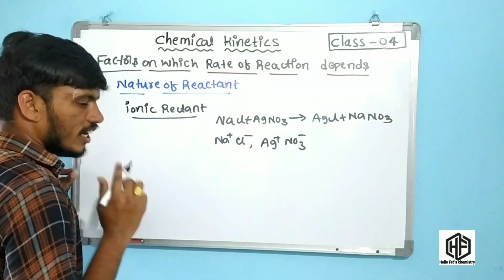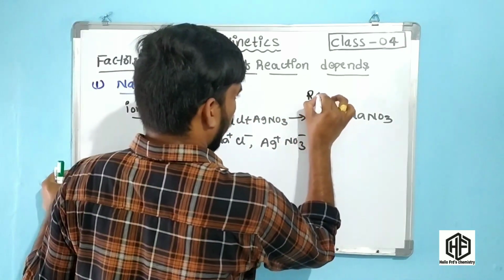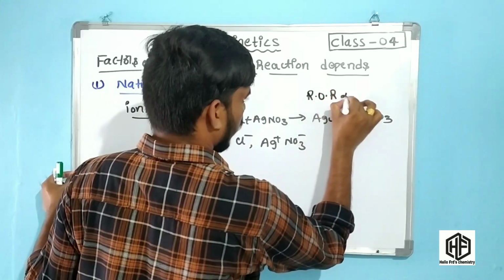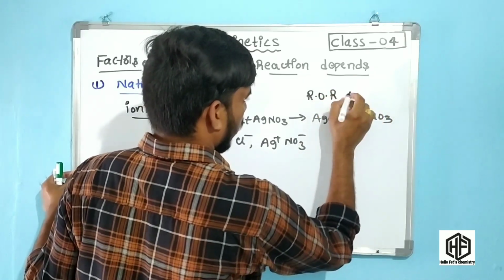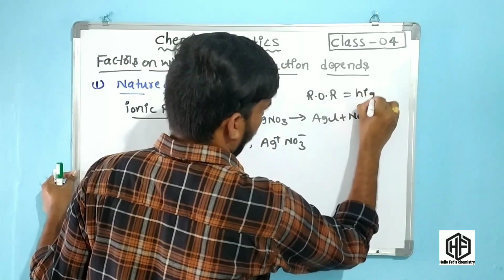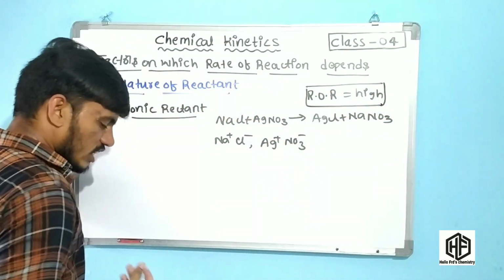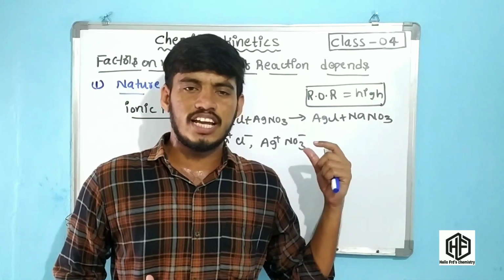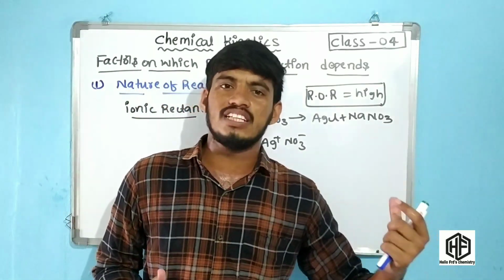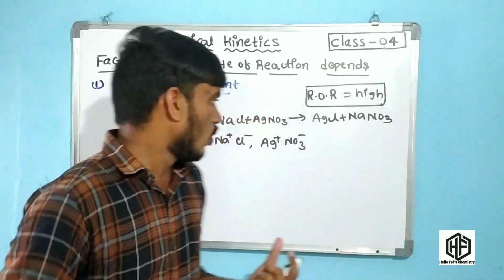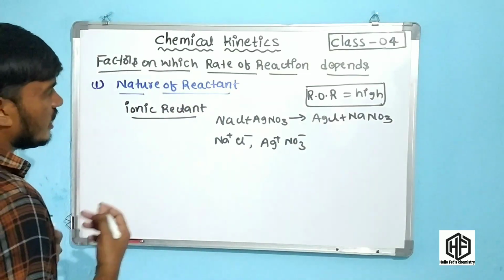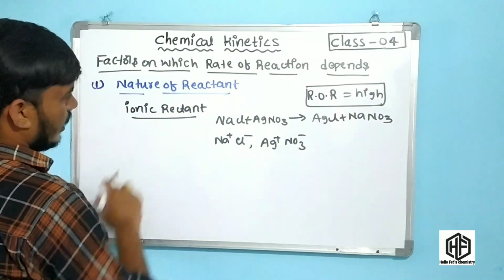What happens, friends? The rate of reaction is very high in ionic reactants, because this is a very fast reaction. This reaction is complete in 10 to the power of minus 6 milliseconds. Okay friends, this is the nature of reactants, ionic reactants.